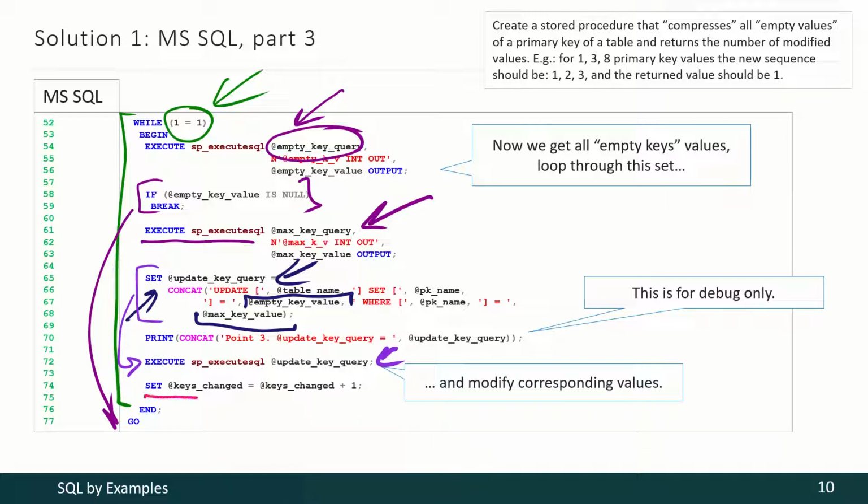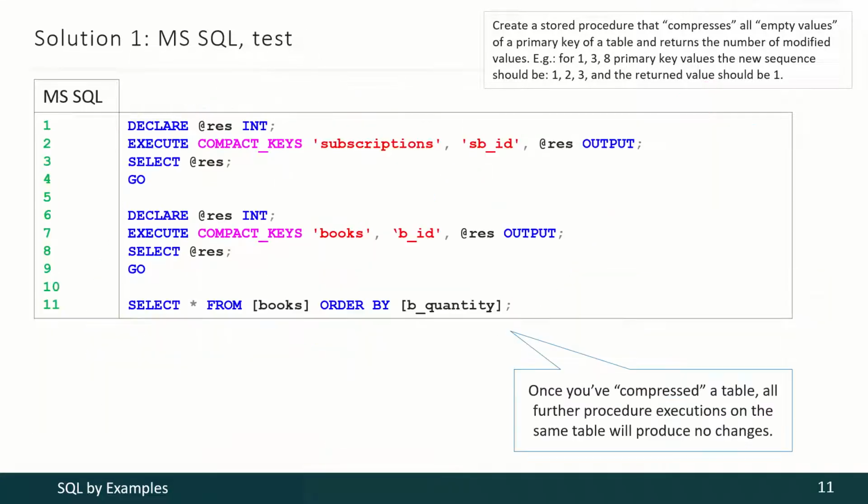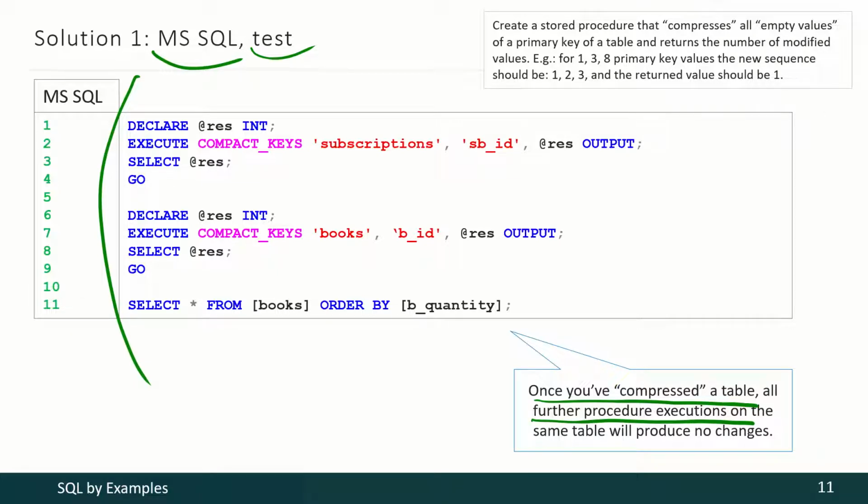So the only thing left is to increment that counter that stores the number of updated records. And that's all. To test this procedure in Microsoft SQL Server, you may execute such code. But once again, remember that once you've compressed a table, all further procedure executions with the same table will produce no changes. And of course, remember to make a backup of your database in order not to break anything.